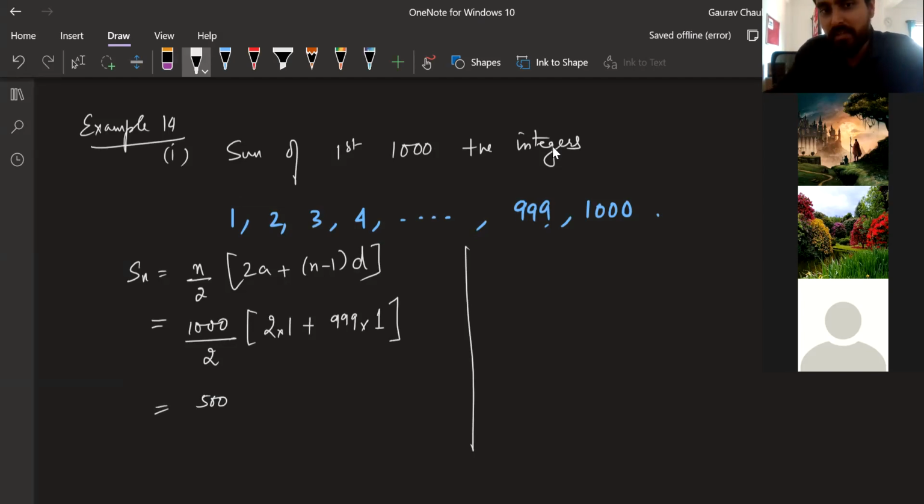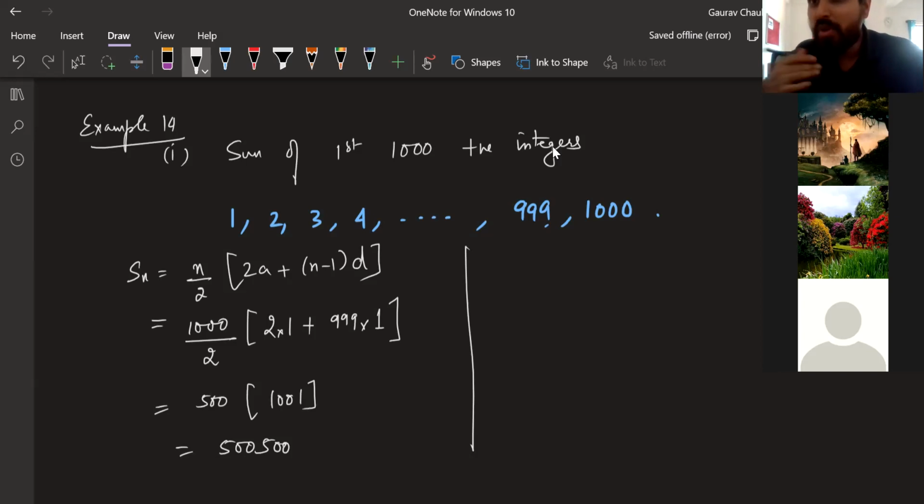Okay. So this is 500 into 2 plus 999. That's 1001. That's going to be equal to 500 into 1001, which is 5 lakh 500. Okay, this is the sum of n terms. Is this correct, guys? Yeah, it's correct. It looks like it's correct.